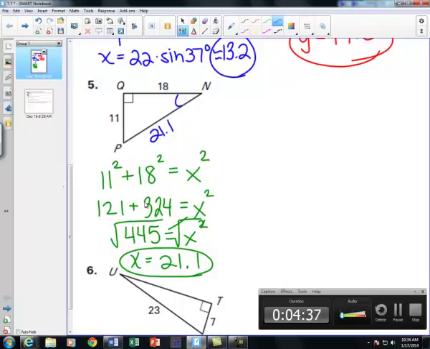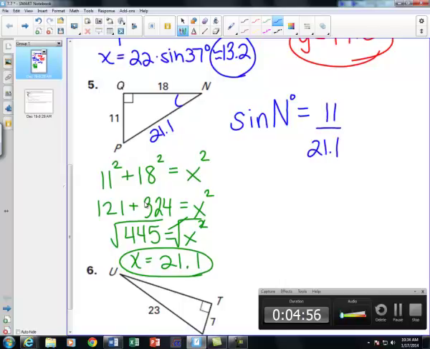Alright, so to find N, we're going to use one of our trig ratios. Since I know all 3 side lengths, I can use any trig ratio I want. So let's say I do sine. Sine of N degrees. Well, for sine, I'm doing opposite over hypotenuse. So I would have 11 over 21.1.